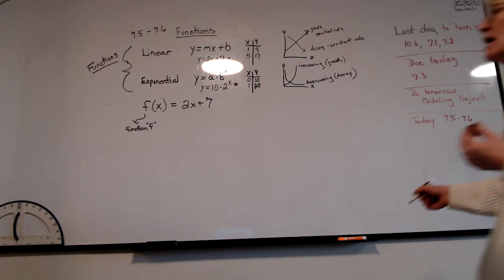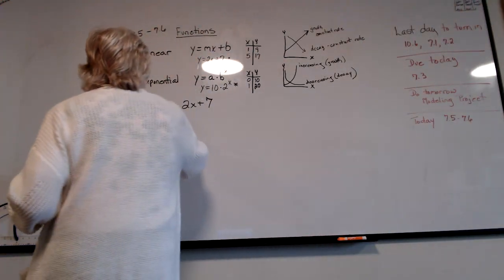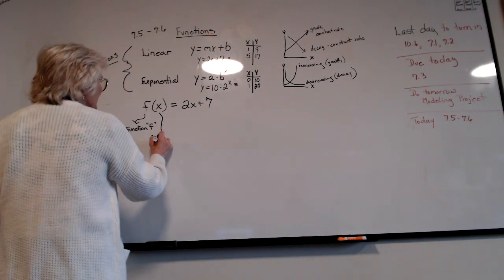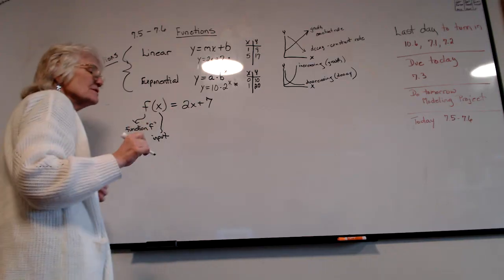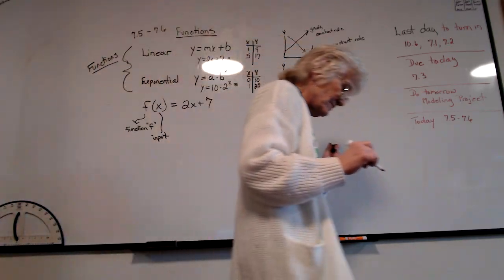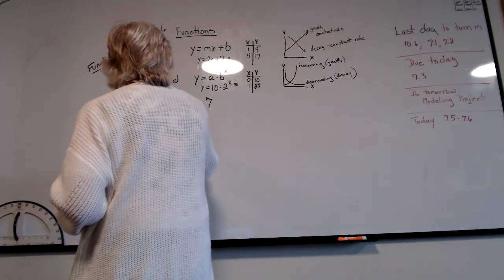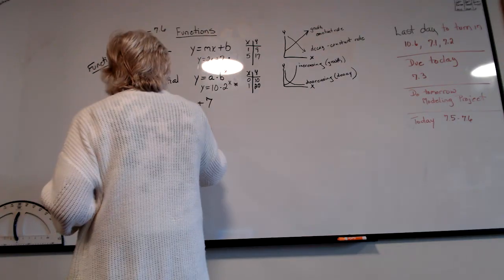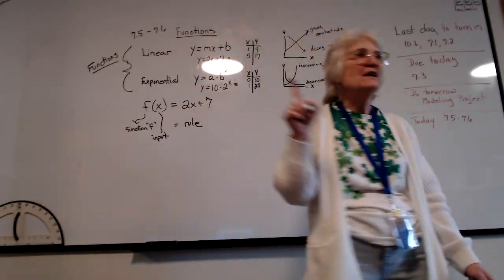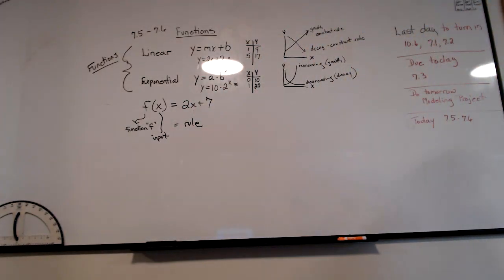Okay? This is talking about what is the input. This is the input. Well, x is going to be our input in this function. If I put a number in there, it means I'm actually going to put that number into the function. Okay? And this, we call it the rule. In other words, the rule is what do I do to that value of x to get my answer?